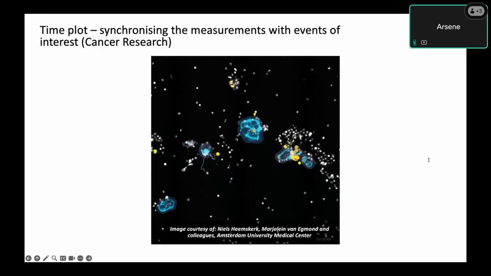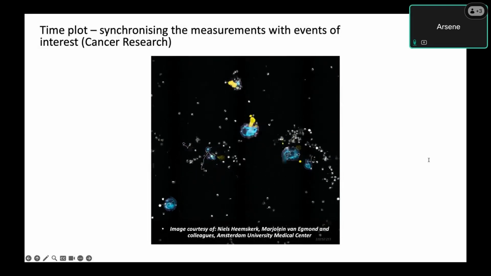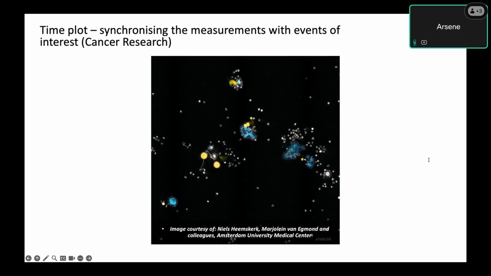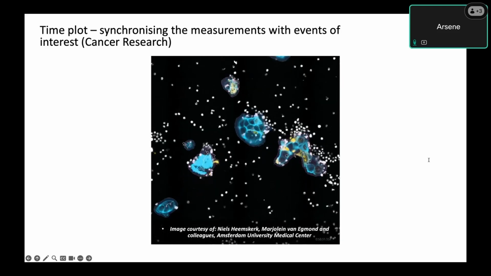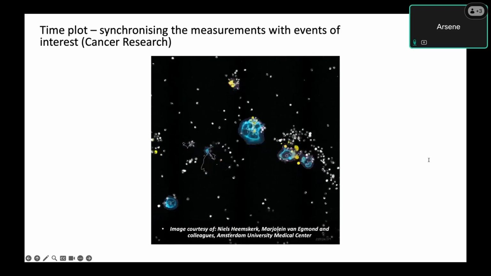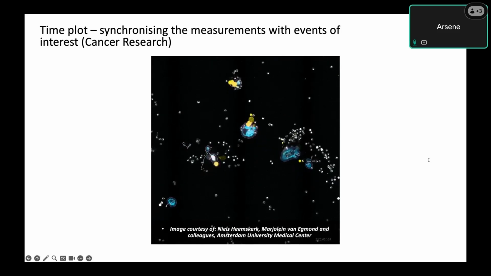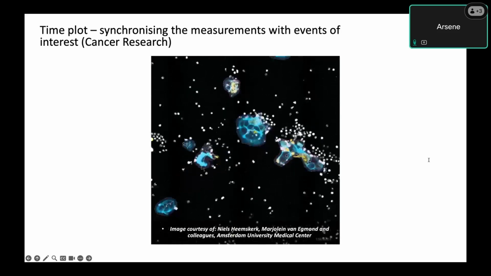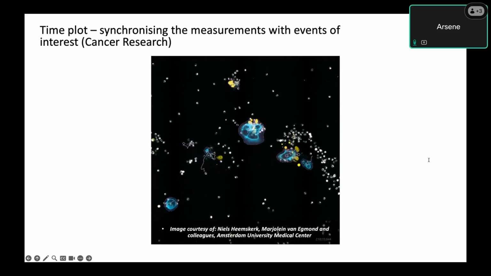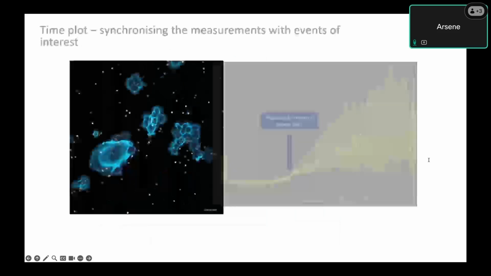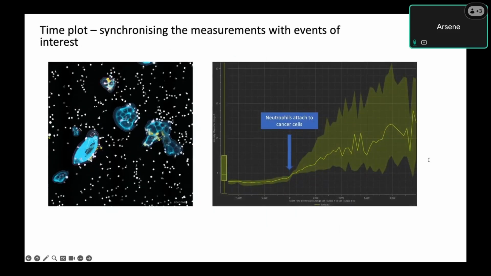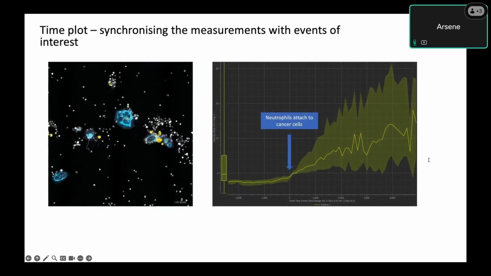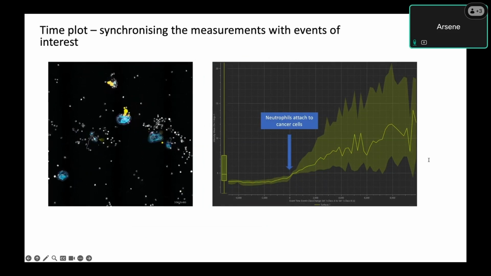In this example, we have cyan staining cancer cells, and the white color is the neutrophils. If we want to analyze, for example, the neutrophil intensity changes before and after it attacks the cancer cell, we can easily make this kind of plot to explain our discoveries in IMARIS.